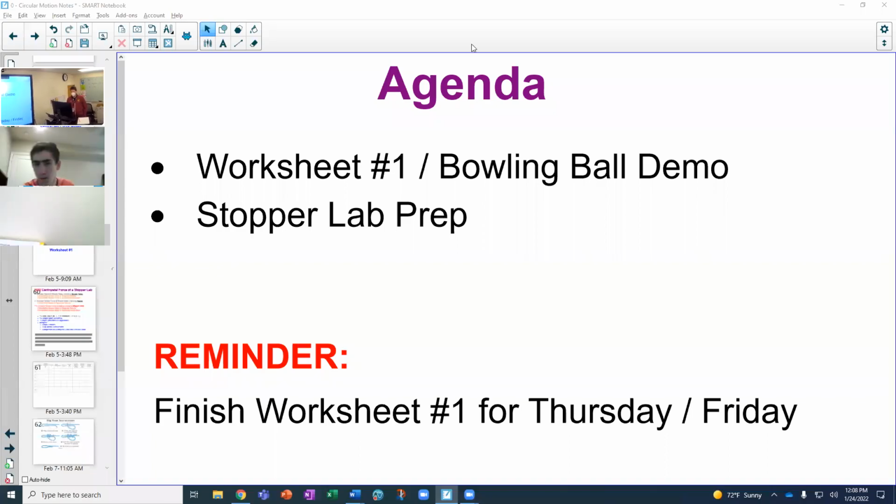See it that way. All right, so you can see on the agenda today, we're going to talk about the first page of worksheet 1 that we handed out last week. That was the assignment, to finish up at least that first page. And then we're going to do a little demonstration as part of that out on the balcony with the bowling ball. Then we're going to talk a bit more about the stopper lab that is our project for tomorrow.